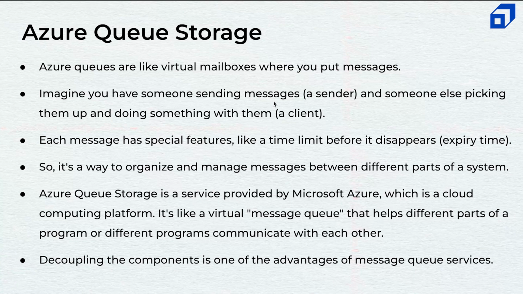So imagine you have someone sending messages and someone else picking them up and doing something with them. So there is a sender and a client, and each message has some special features, like a time limit before it disappears. Even when you work with transaction-related things, this type of queue storage works really well in the OTP flow. Whenever you want to do a transaction using your credit card or debit card, an OTP goes to your mobile phone, and when you enter the OTP, only then does the transaction happen. So this is a kind of queue storage.